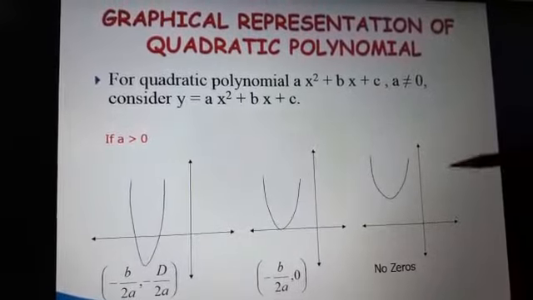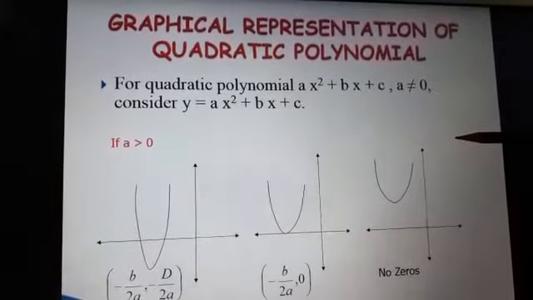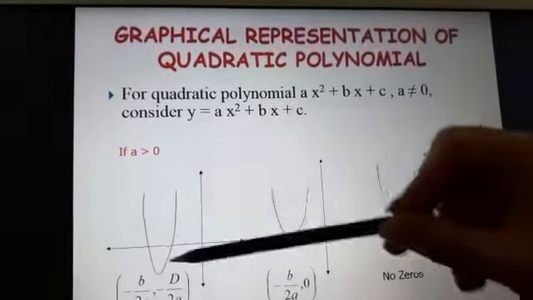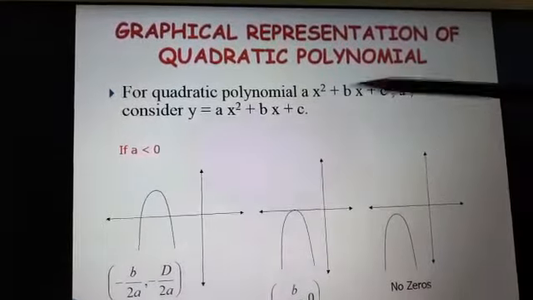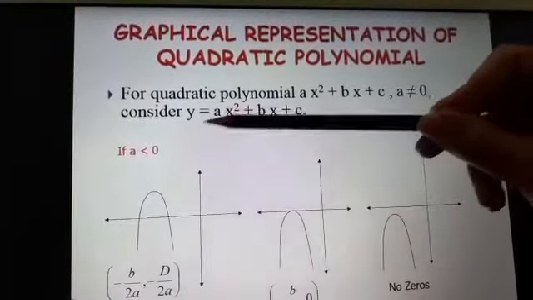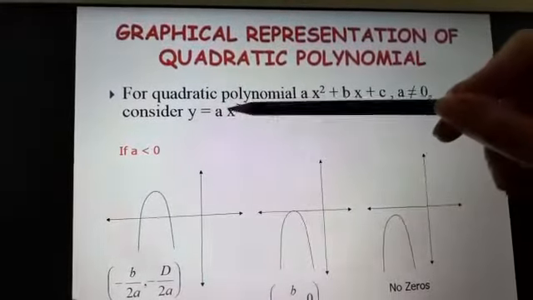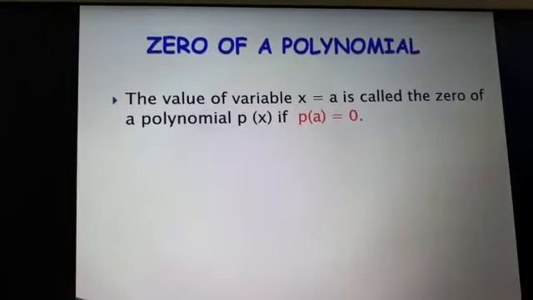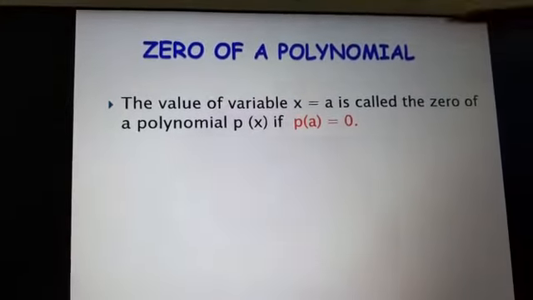This is how we can represent a quadratic polynomial. When the coefficient of the first term is positive, then it is just like this, and when a is less than 0, which means the coefficient of the first term is negative, then we are getting an inverted U. Now come to the most important point.